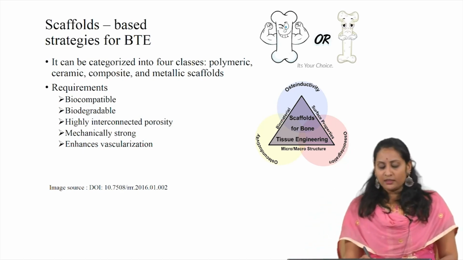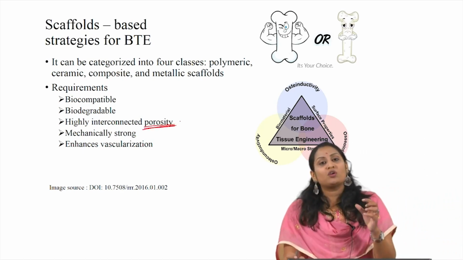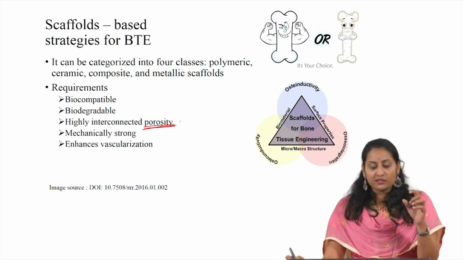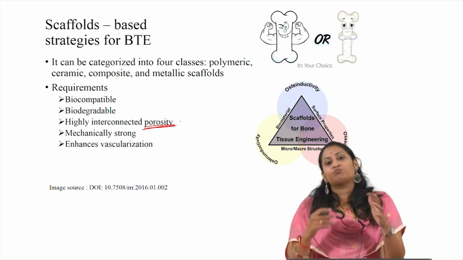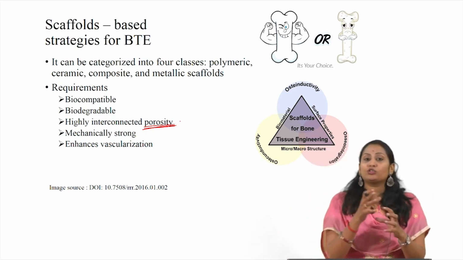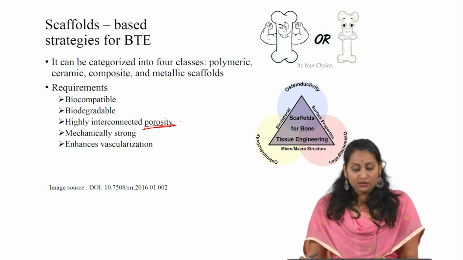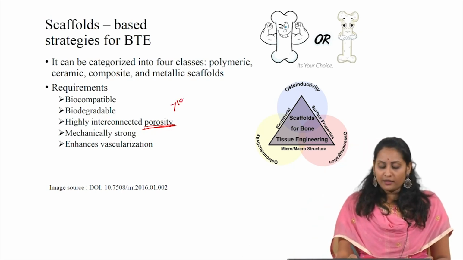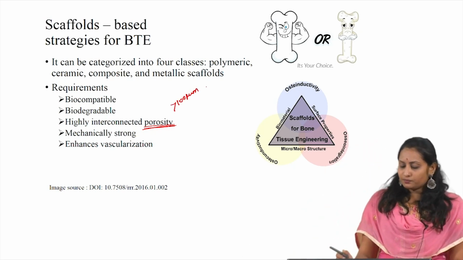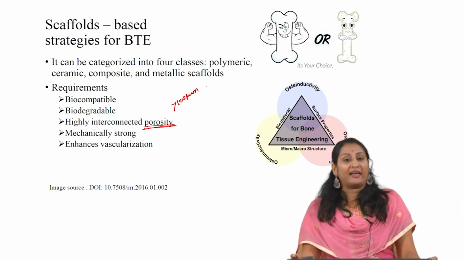This porosity plays a very important role in bone tissue engineering, because the pore size is very important for the cells to enter, proliferate, and differentiate, and also for the diffusion in and out of the nutrients and waste. The pore diameter, or pore size, should be greater than 100 micrometers. And it should be mechanically strong.